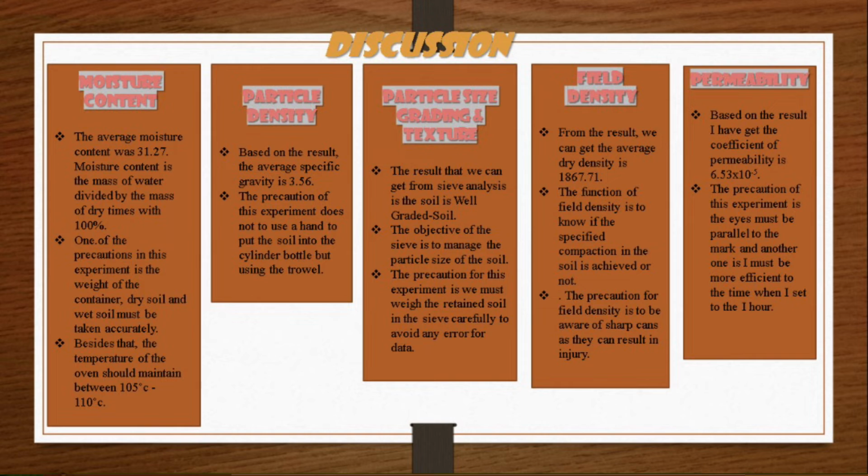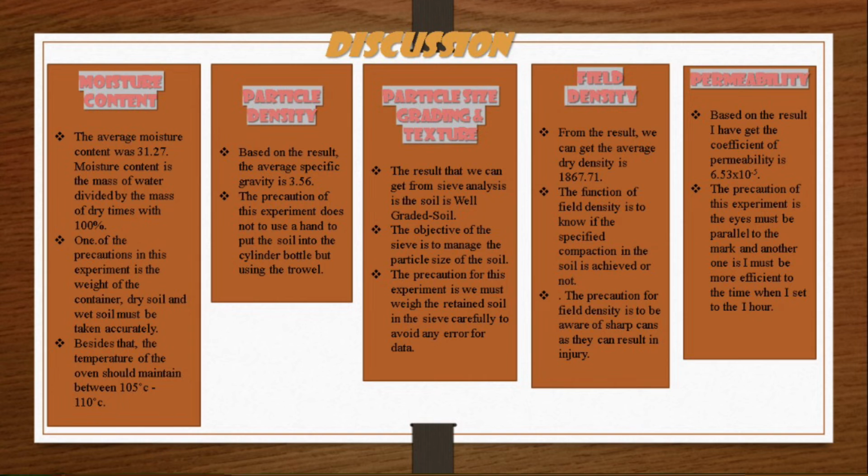Okay, next, the discussion. First, moisture content. The average moisture content was 31.27. Moisture content is the mass of water divided by the mass of dry soil times 100%. One of the precautions in this experiment is that the weight of the container, dry soil and wet soil must be taken accurately. Besides that, the temperature of the oven should be maintained between 105 to 110.